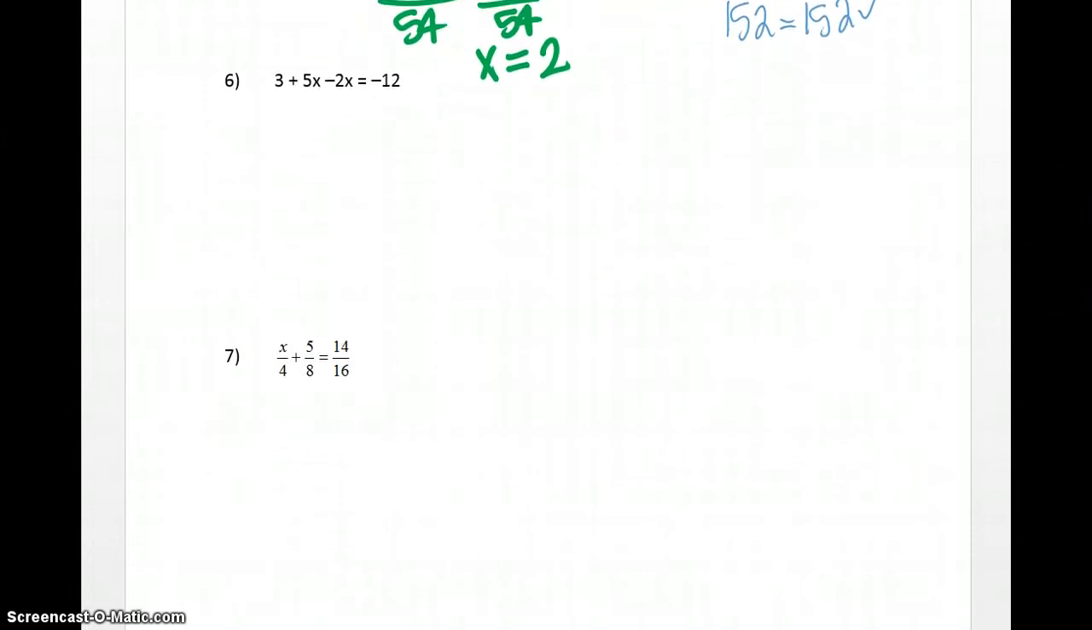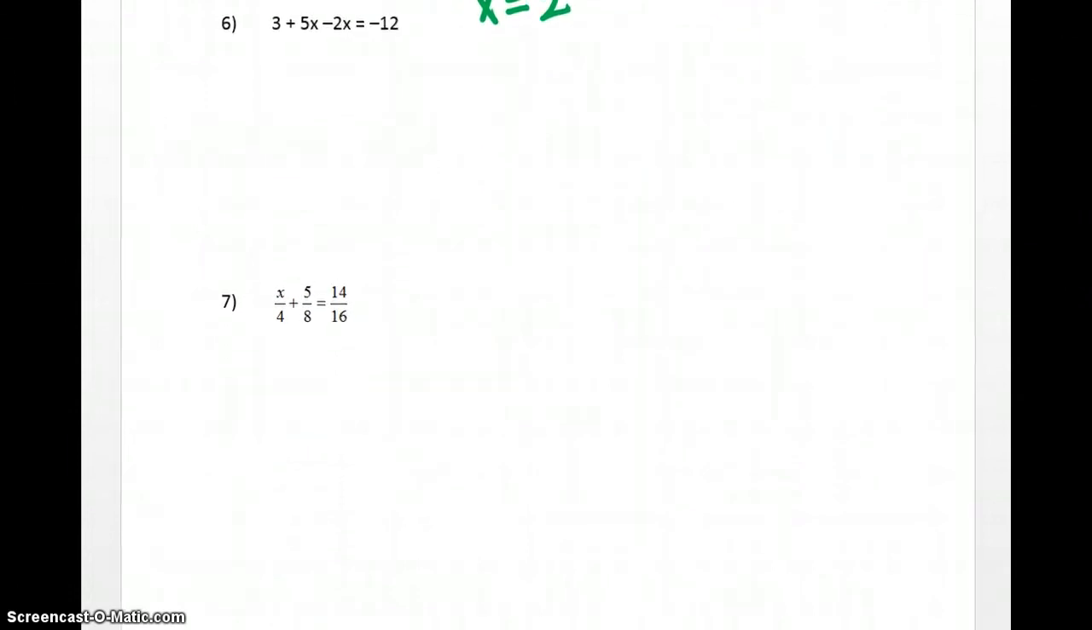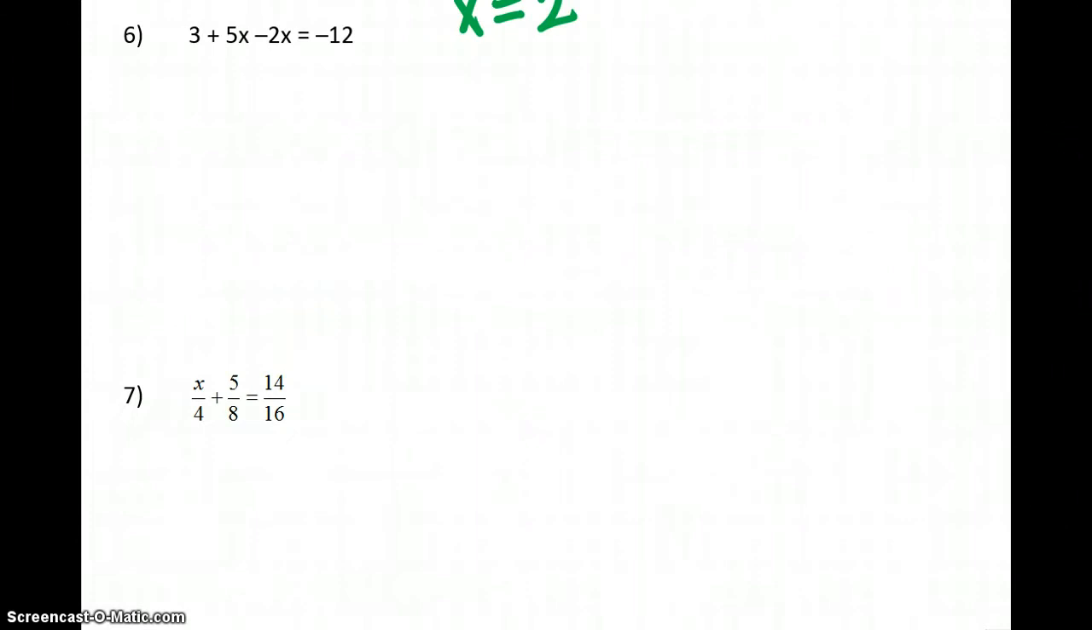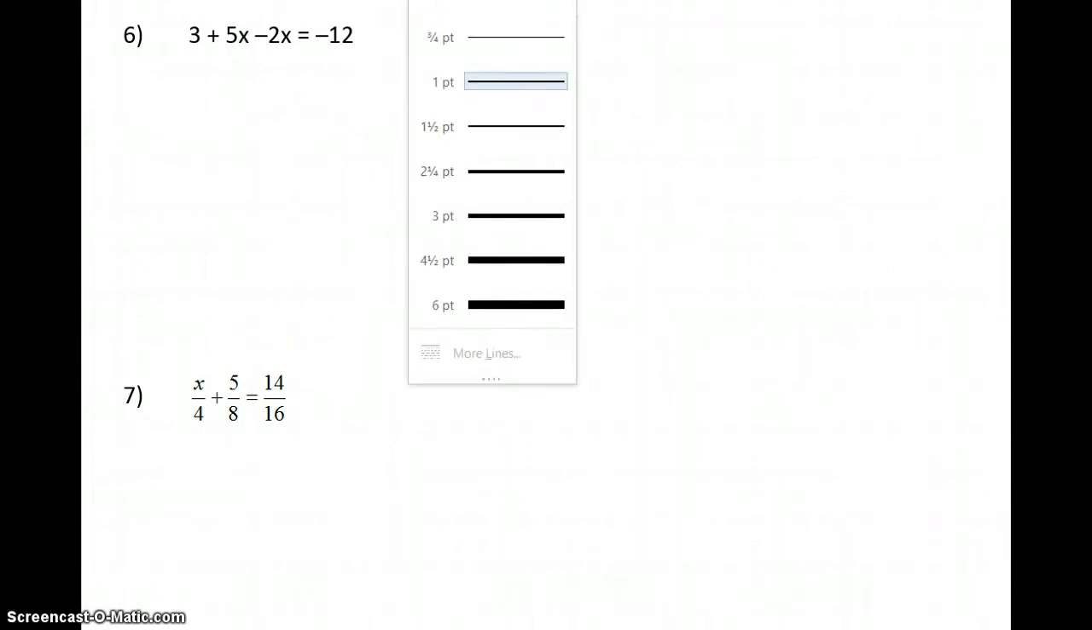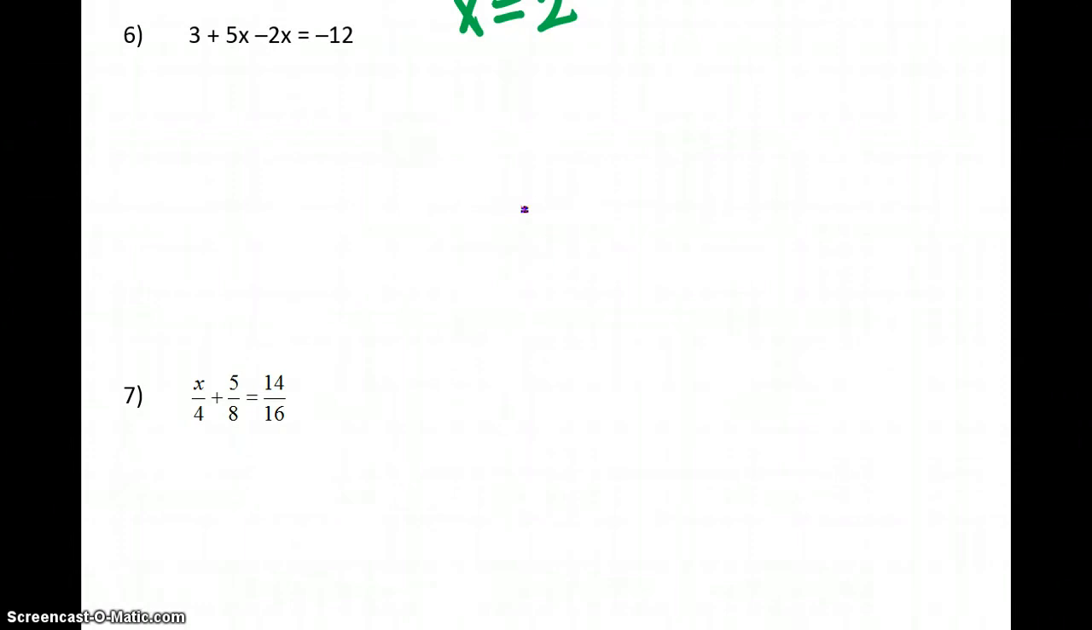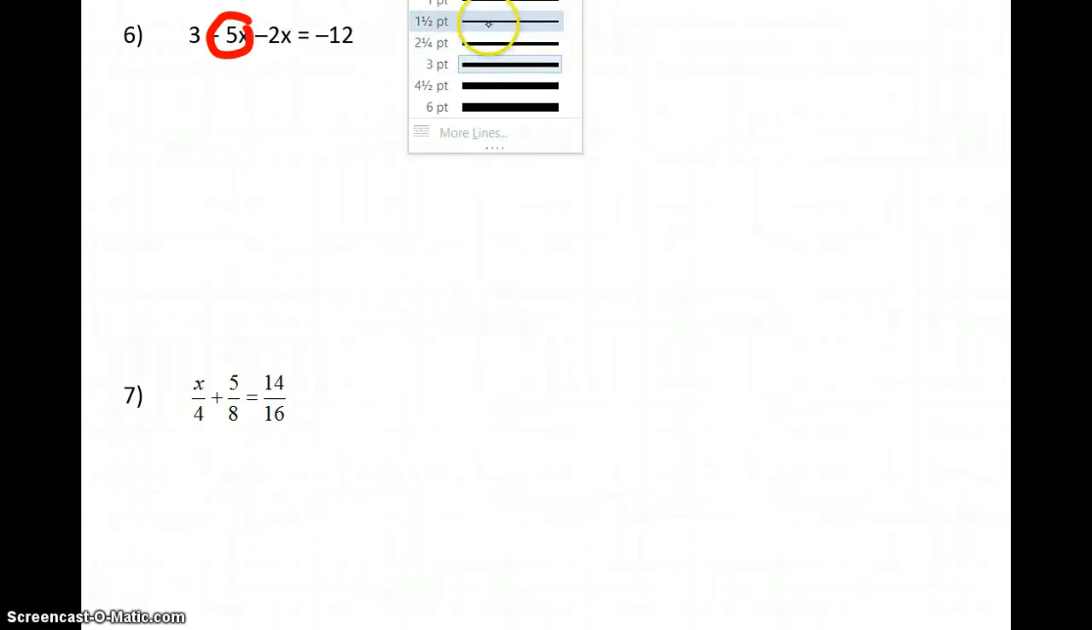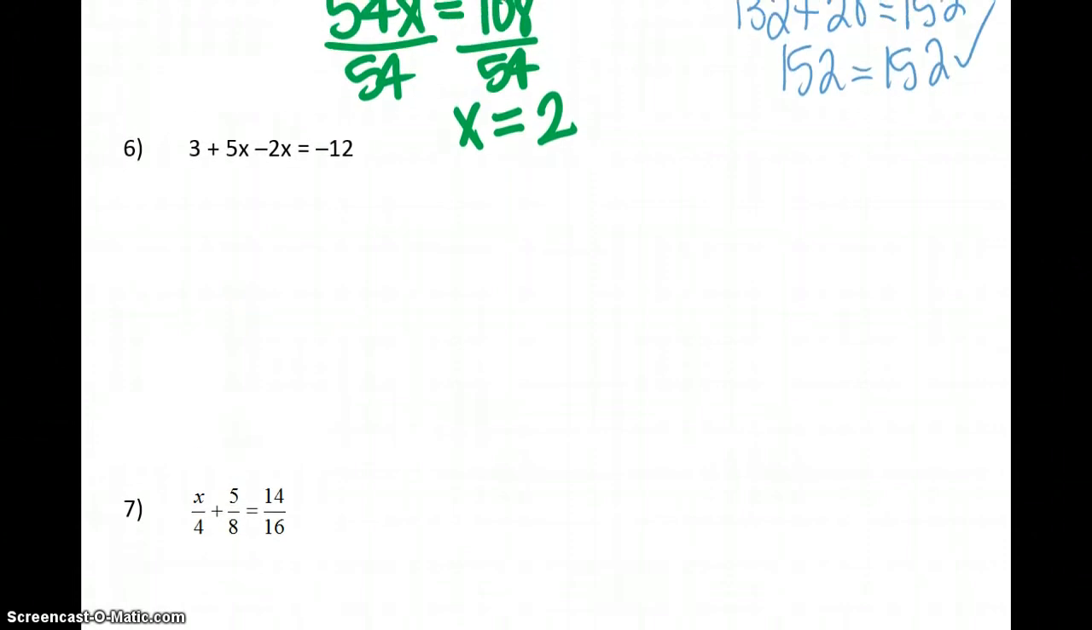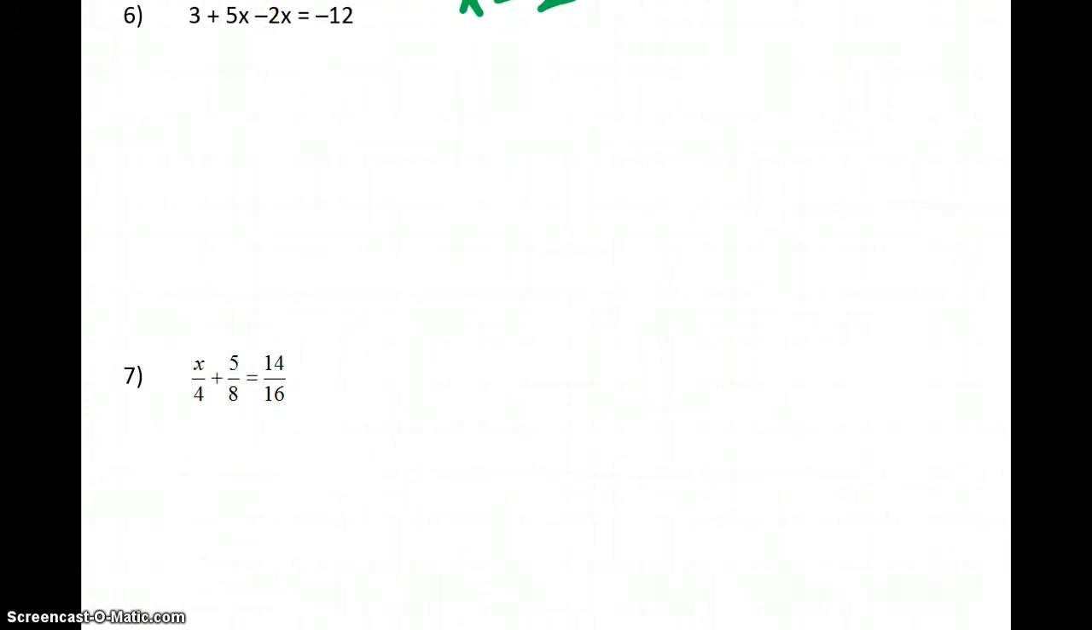Alright, scrolling down to number 6. See if I can make this a little bigger now. Perfect. Number 6 says 3 plus 5x minus 2x equals negative 12. First thing I need to do is I see that I need to combine like terms on one side of my equal sign. So I have 5x minus 2x, which gives me 3 plus 3x equals negative 12.